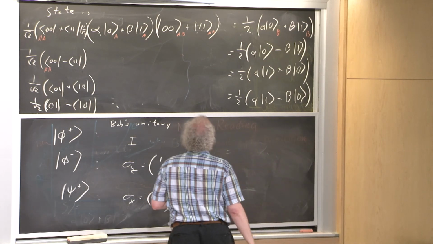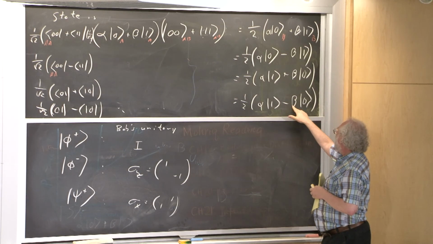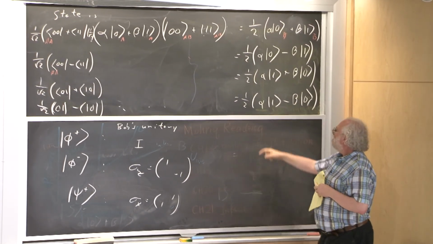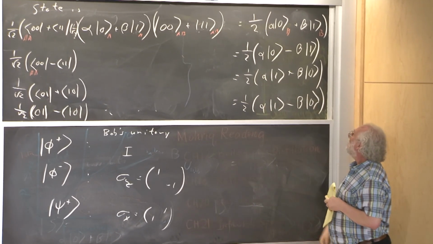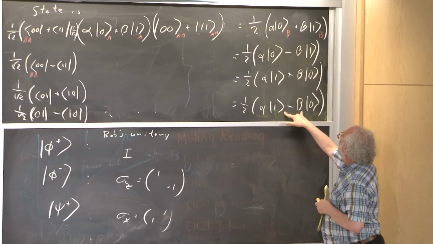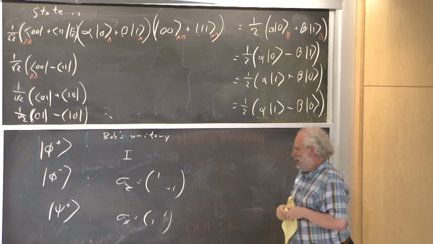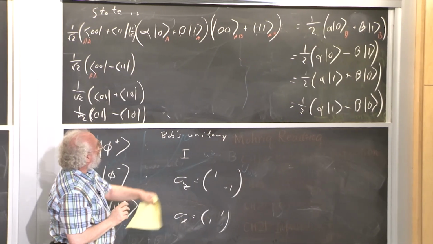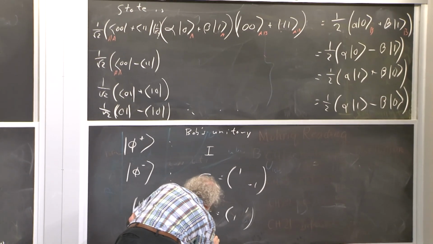Well, first I want to say we apply sigma x. If we apply sigma x, we get alpha 0 minus beta 1. And then we apply sigma z, which gives us alpha 0 plus beta 1. So when we apply sigma x, we go here. When we apply sigma z, we go up to the top. So we first apply sigma x, then sigma z. So that is sigma z, sigma x.